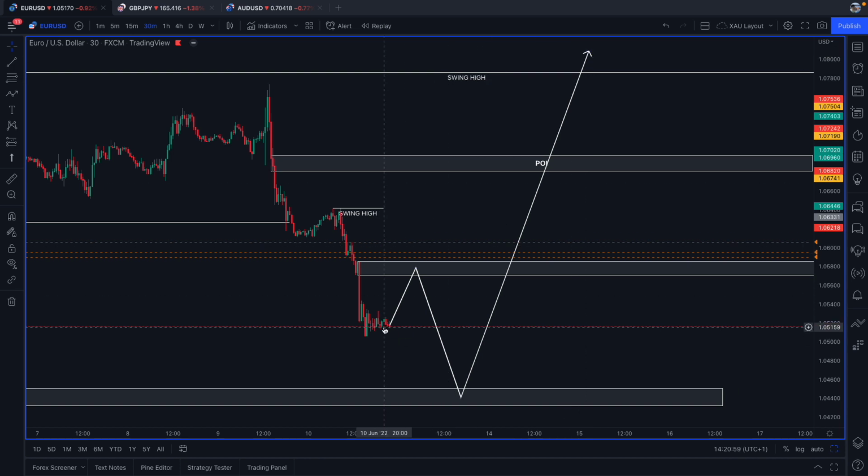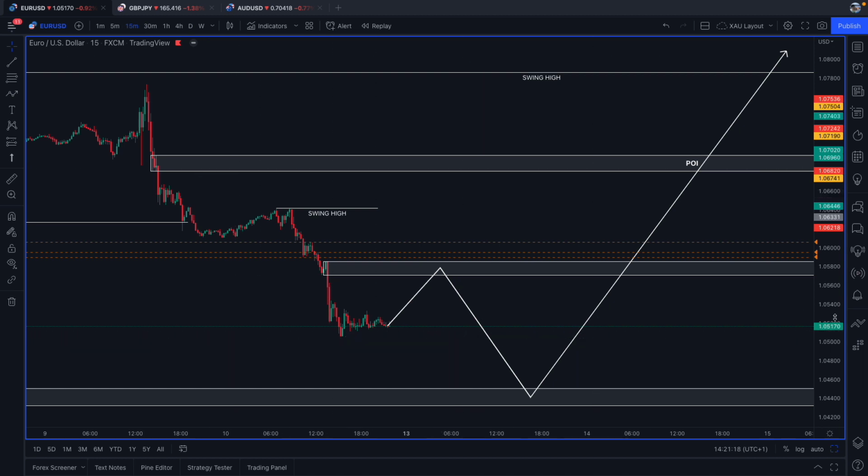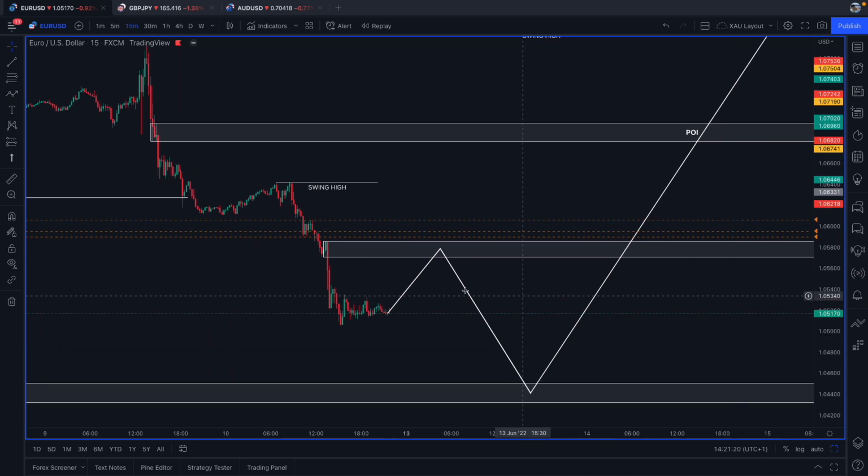Now, me personally, I'll probably wait for price to tap into this before I even look to place a position. And then once price has tapped in, I will then be waiting for further confirmation. So a fractal displacement, break of structure, and then I will look to enter in on the markets. So what would a fractal break of structure or displacement look like in the market?